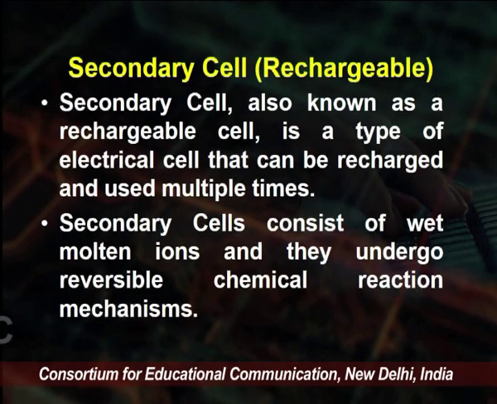As we can recharge it, we can use it multiple times. The best example is the batteries, or the cells, in our mobiles, which can be recharged again and again and used. So a secondary cell consists of wet or molten ions, and they undergo a reversible chemical reaction mechanism, and then we can use it, unlike the primary cell, which is used once and then disposed of.